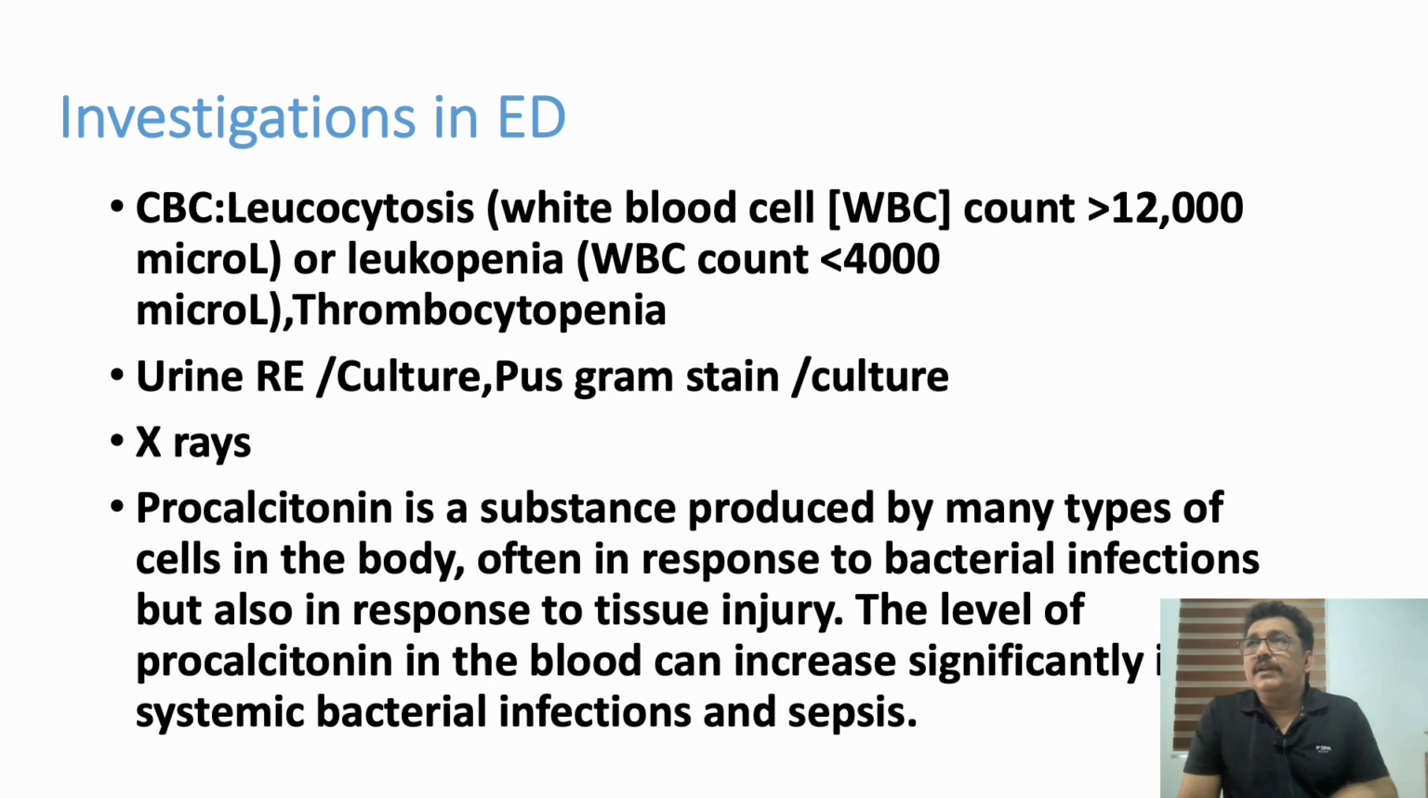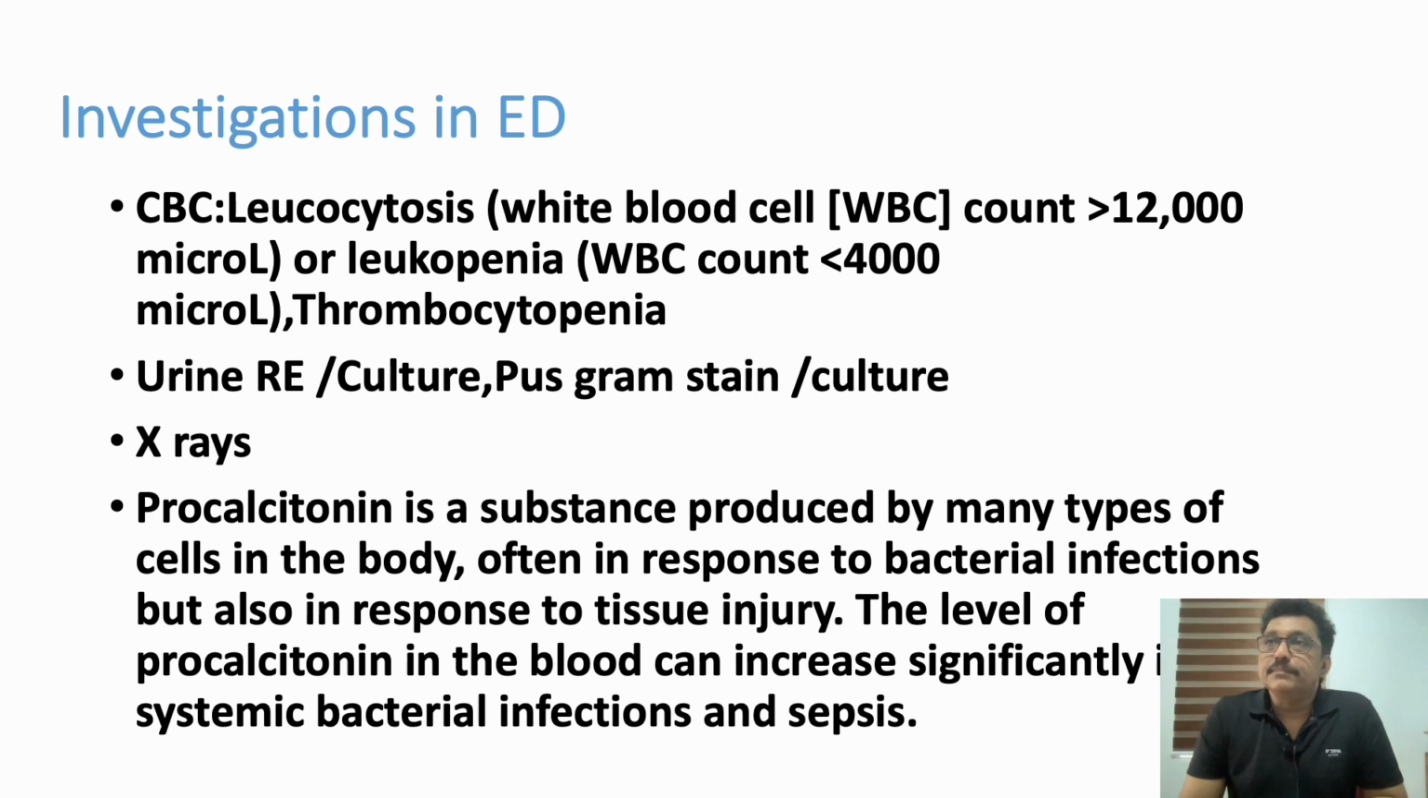X-rays are very important. We routinely do X-ray chest in most of the patients. We can see whether pneumonia is there, consolidation is there, aspiration is there, any coexisting conditions like bronchiectasis. Among other X-rays, mainly we do abdominal X-ray to see paralytic ileus, renal stones, all these things.